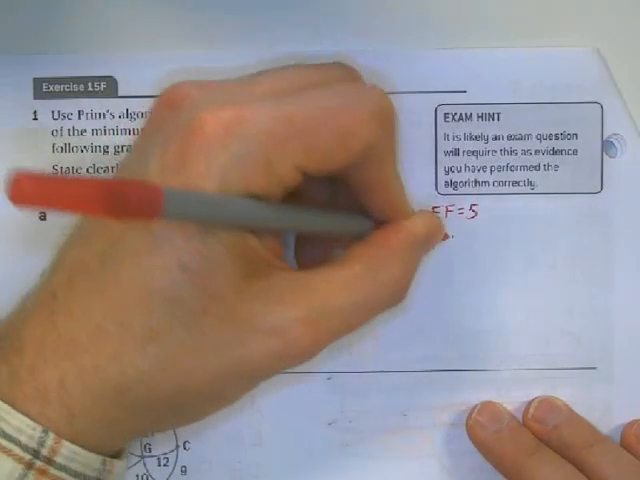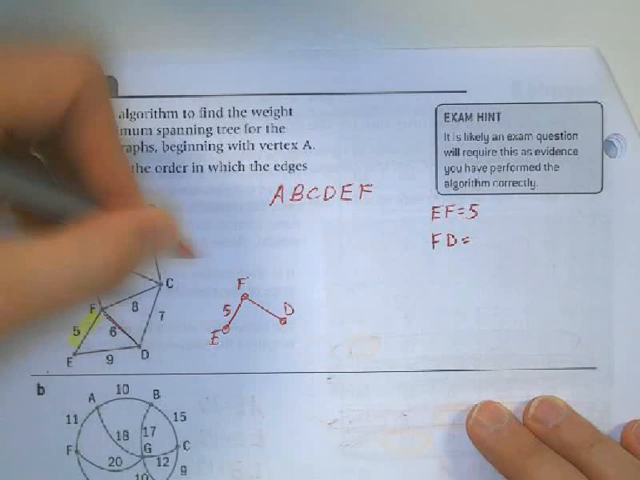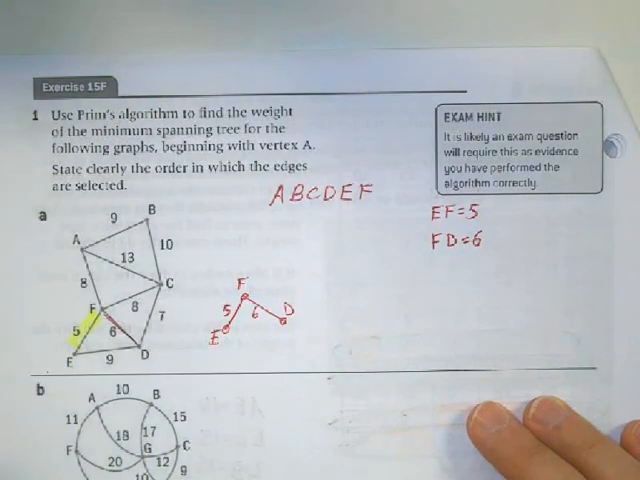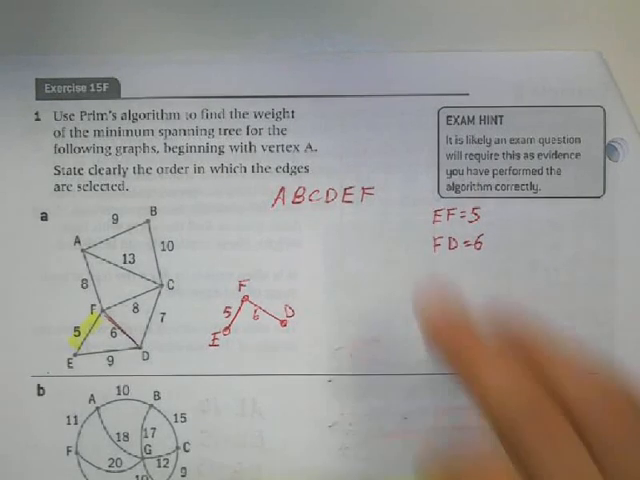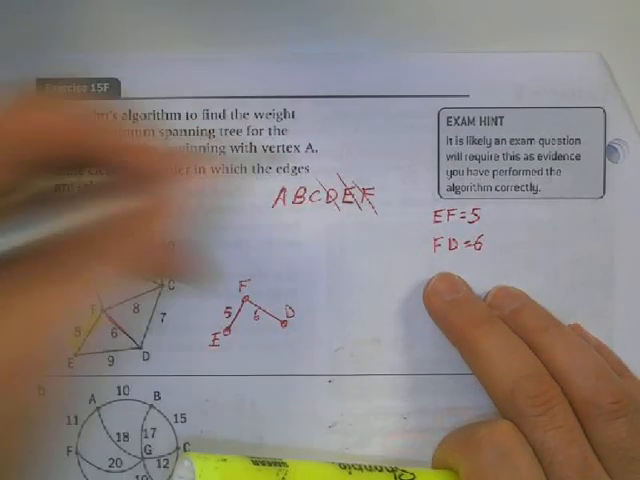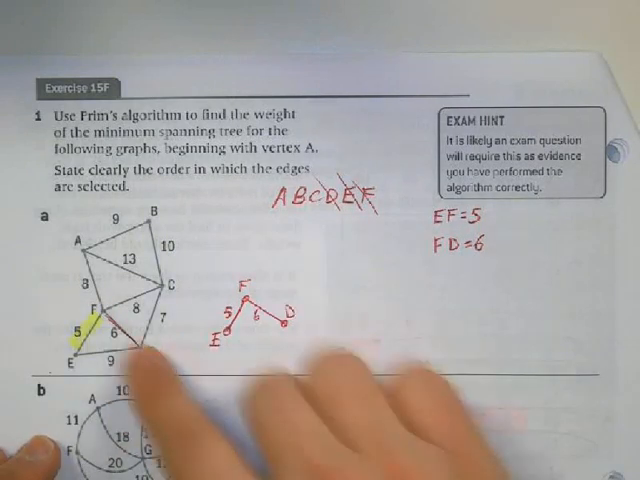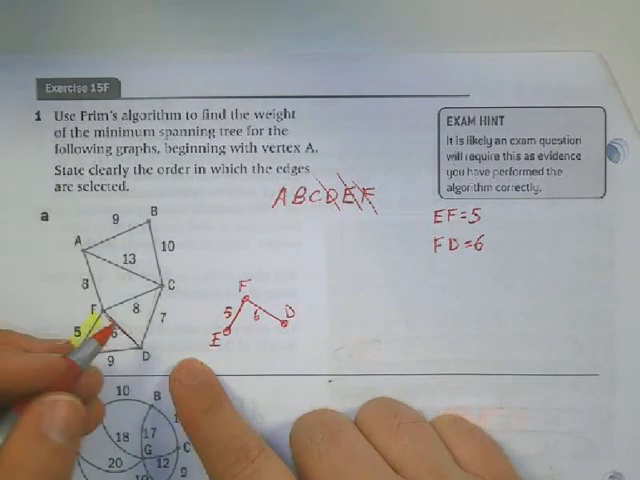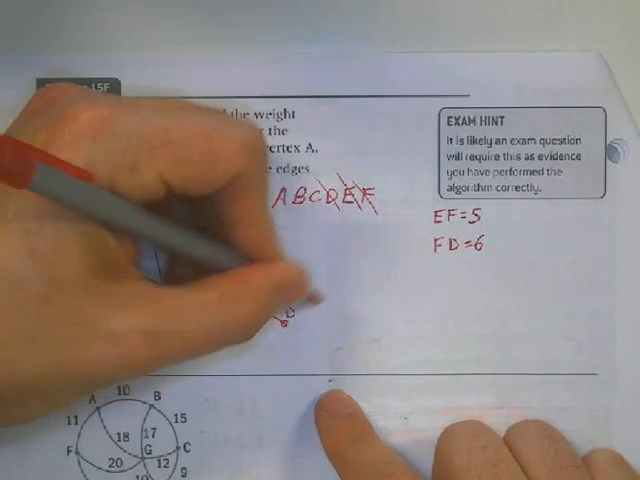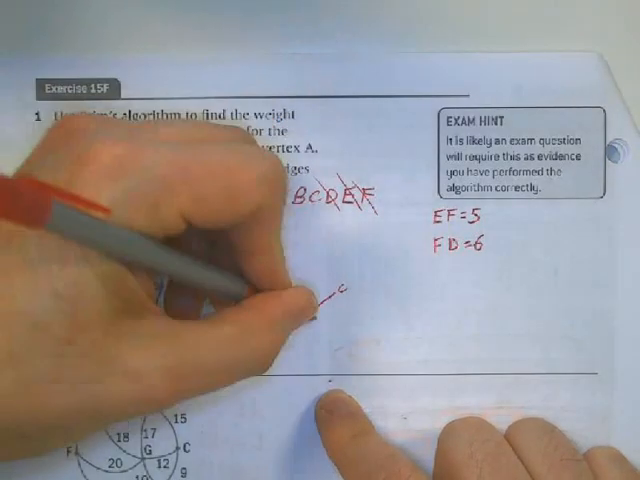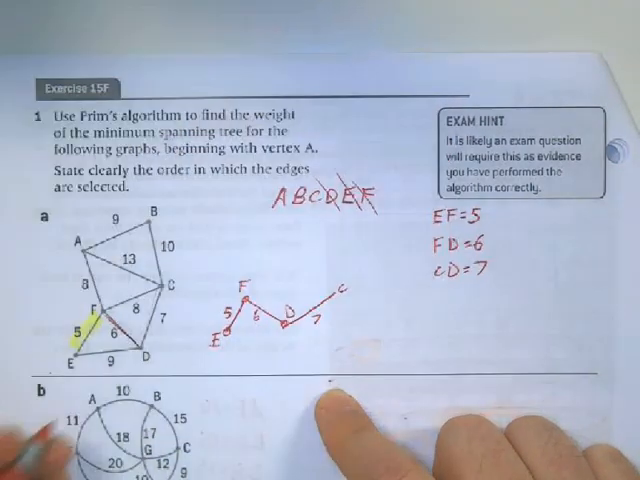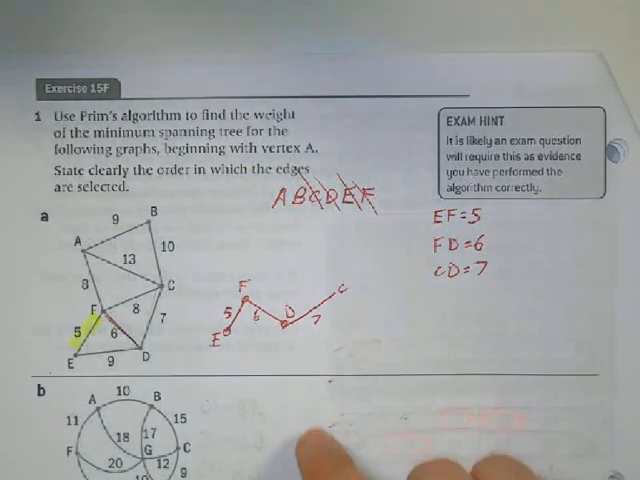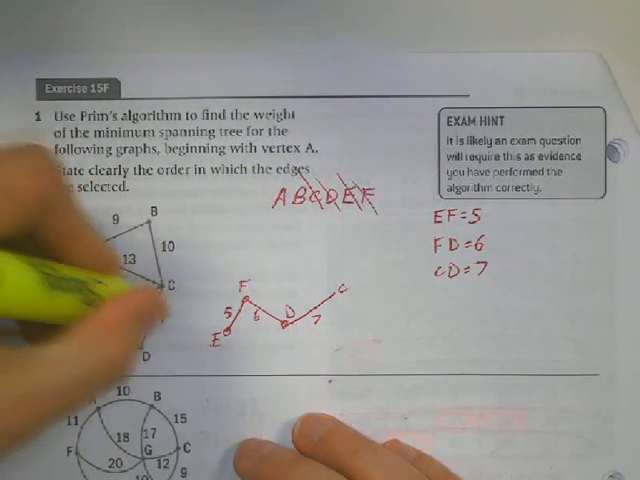F to D, which is 6. The next shortest one, okay, so I've used E, F, and D. The next shortest one that I see is CD, which is 7. So I can cross out C. The next shortest one, I've used these two.